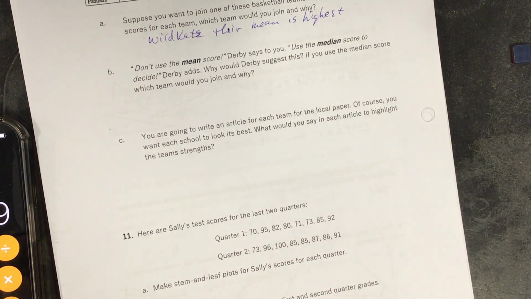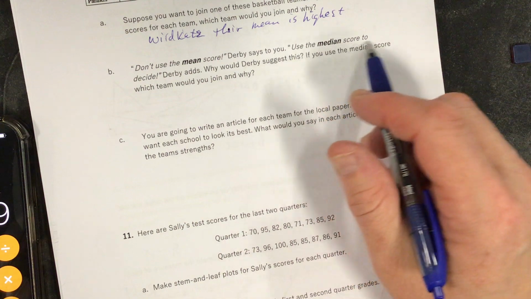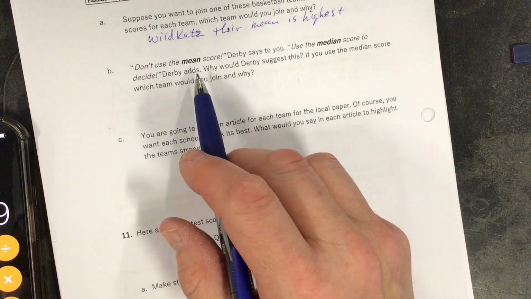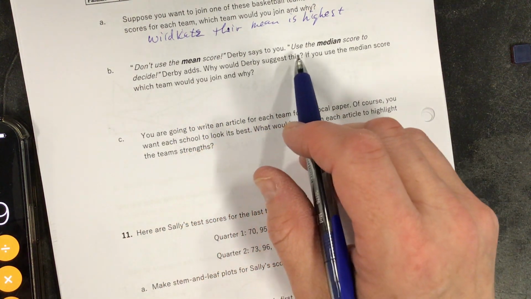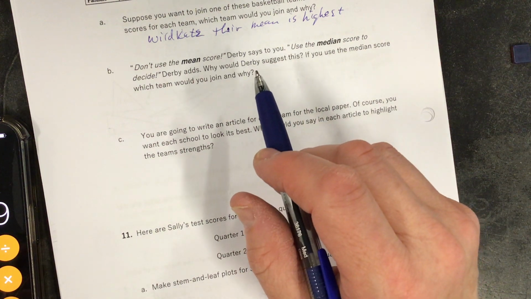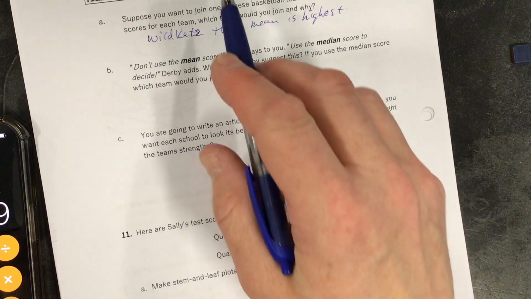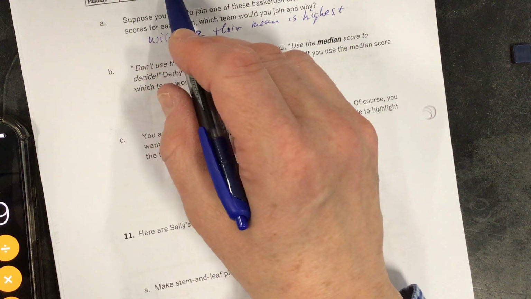Derby says don't use the mean, use the median score to decide. Why would Derby suggest this? Well, when you look at the medians, you're going to list all of the numbers in order, of course.